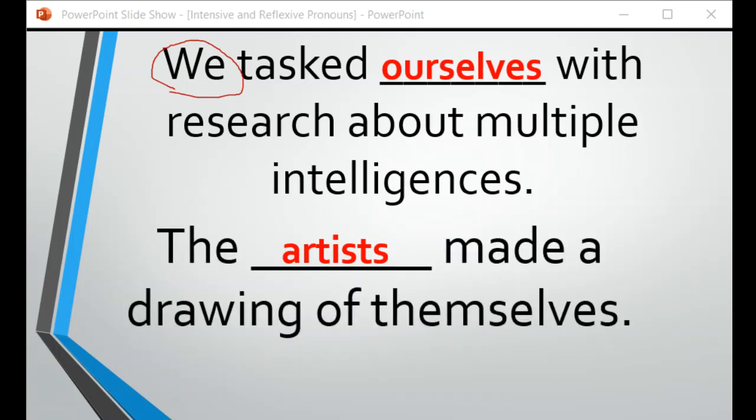This one is another example. Could you please answer? The blank made a drawing of themselves. Please repeat. Good job. What is your answer? That's right. You may use the word artists. The artists made a drawing of themselves.